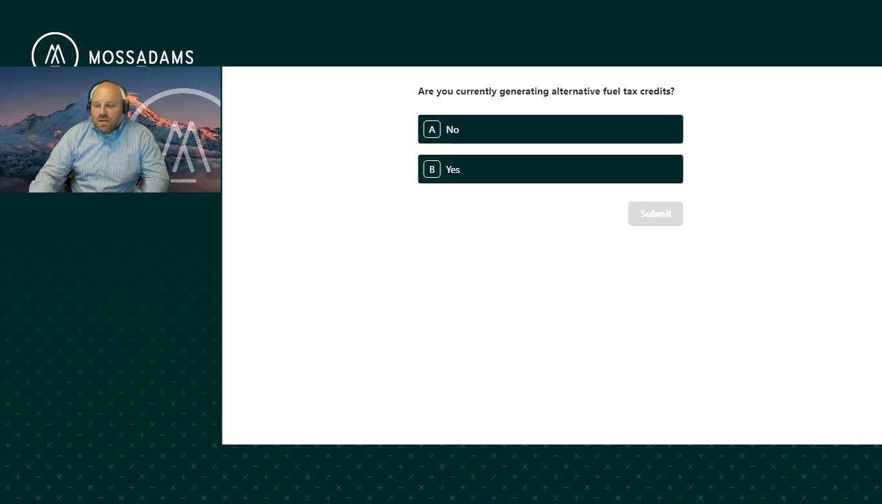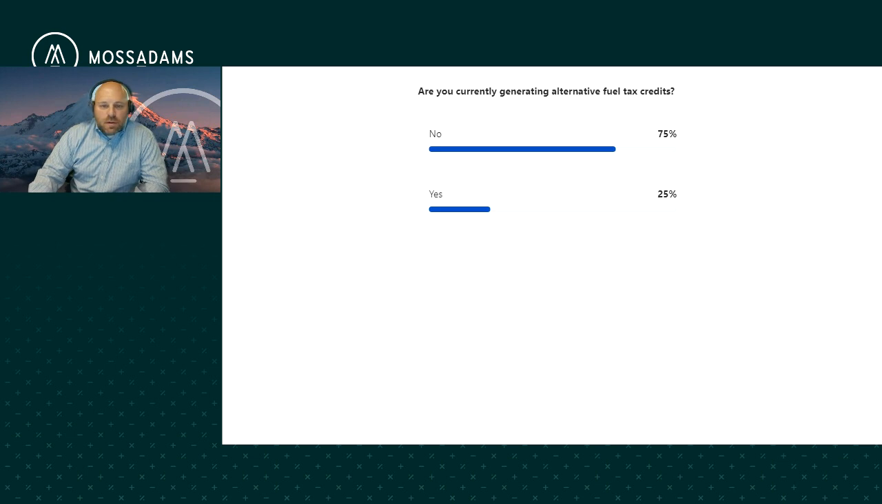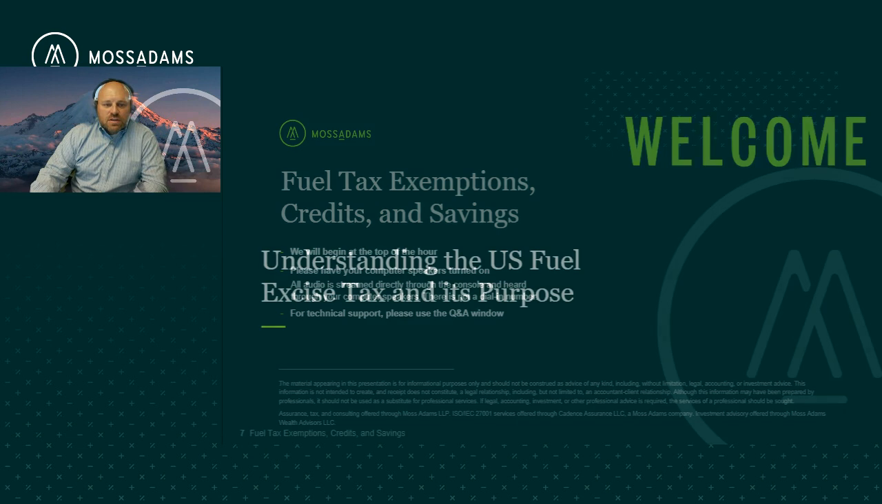And you can answer those. You can also answer them, I think, by just clicking on the green box, if you would like. And that's how it tracks who's answered and who hasn't. But again, we got about 75% of the people responding. And again, it looks like the majority of those are not claiming any alternative fuel tax credits. So we'll talk through some of those items throughout this presentation.